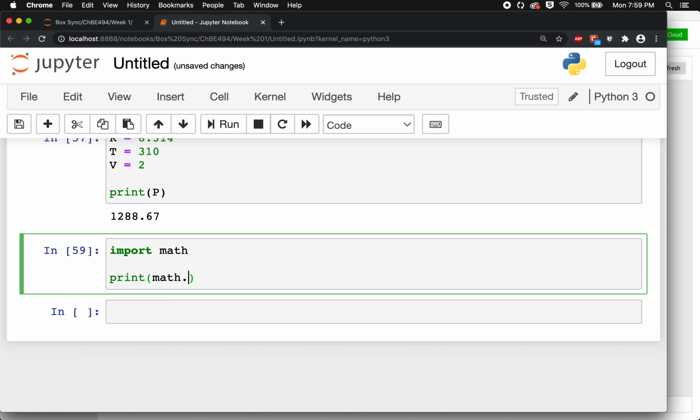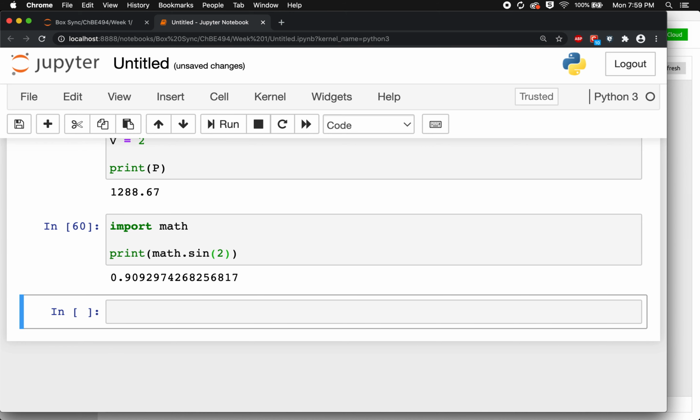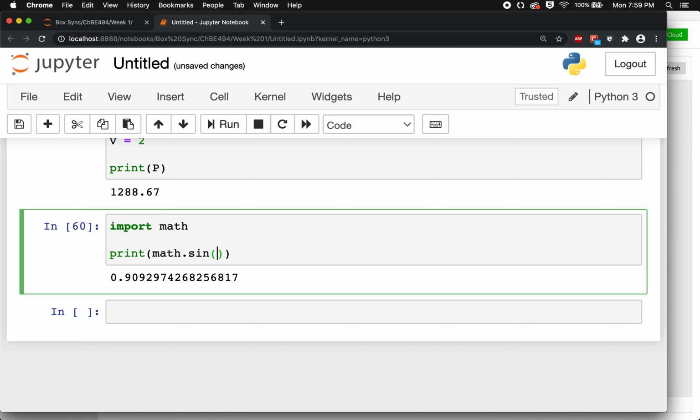I have to do math, which is telling me the library, and then I'm going to do the sine. This is going to be in radians, so it's going to be sine of 2, and I'm going to get the sine here. In this library, there's also pi, so I could do math.pi. And so here it has the constant within the library.